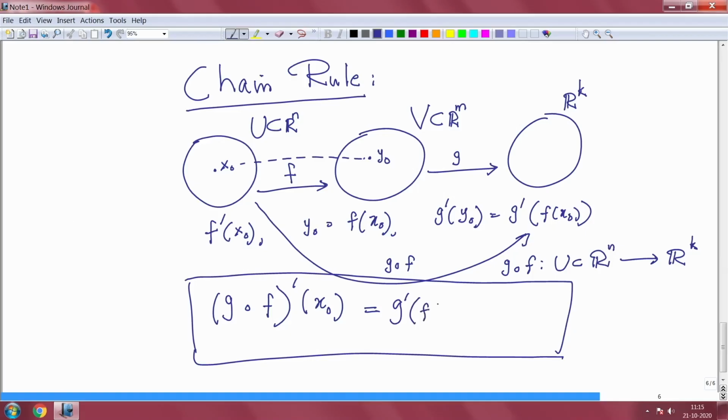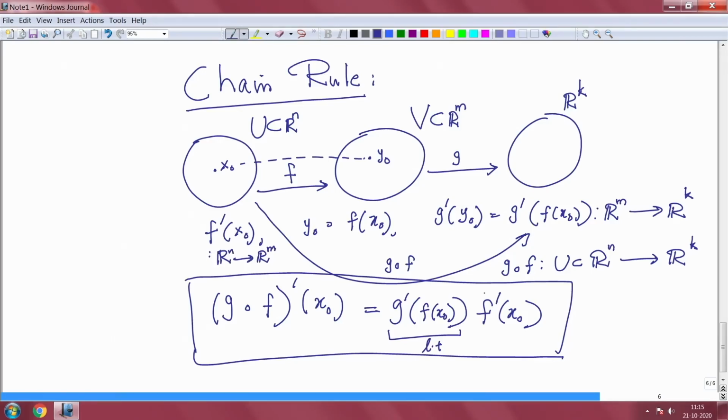So you take your g prime at f of x naught, and then you compose it with f prime at x naught. Of course, this formula involves linear transformations. Understand that g prime is a linear transformation from Rm to Rk, and f prime is a linear transformation from Rn to Rm.